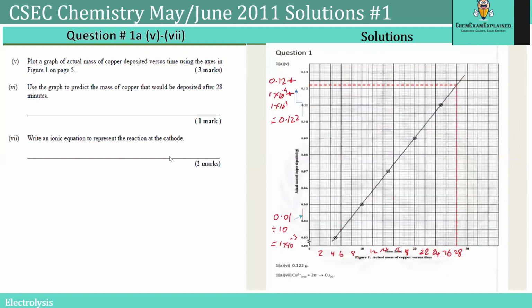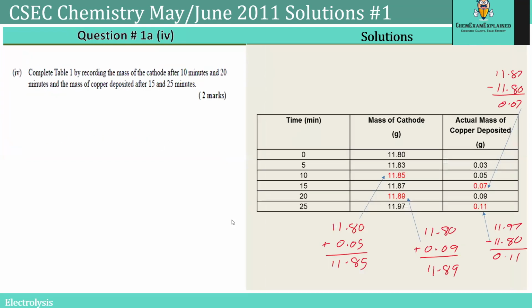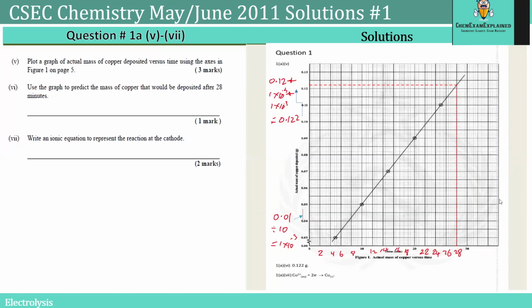Let's continue. 1A Part 5. Plot a graph of actual mass of copper deposited versus time using the axis in Figure 1 on page 5. If we come back here, we're going to be plotting this actual mass of copper deposited, and this will be placed on the y-axis, and time will be placed on the x-axis. So this is our graph. On the x-axis here, we have our time, and on the y-axis, we have the actual mass of copper deposited.